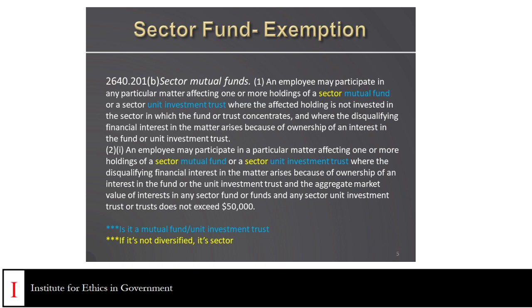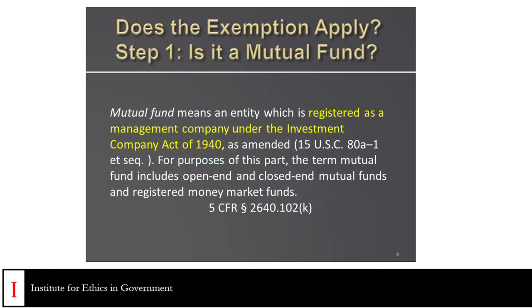This sector fund exemption is much narrower and contains a $50,000 de minimis threshold. Note that for PAS nominees, OGE is very risk averse and cautious, so we will look at sector funds held by a nominee very carefully. We will talk about that a little later.